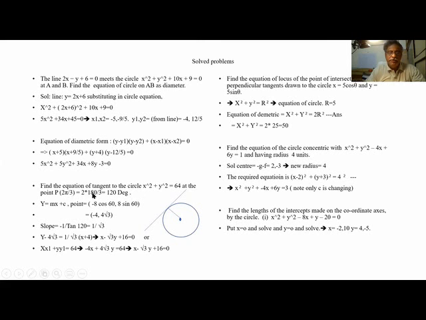2 pi by 3 is 2 into 180 by 3, that is 120 degrees. So what are the points here? 8 cos 60, because cos 120 is minus cos 60. Cos means what? X by z.